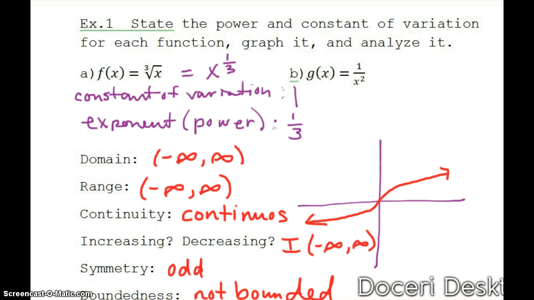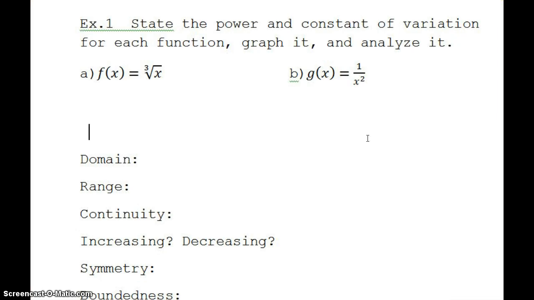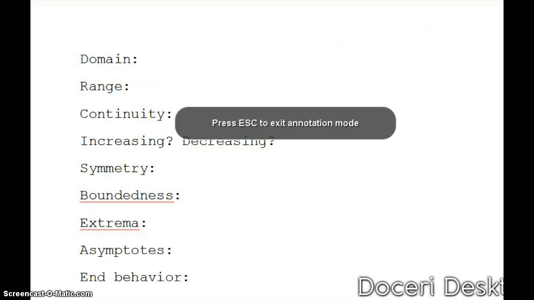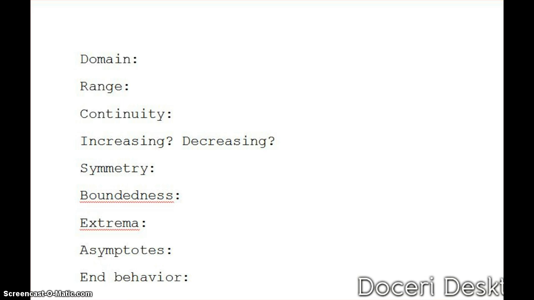I'm going to have to scroll down in order to see the rest of it. Okay, we stopped at the boundedness. Again, we had our function looks like this.